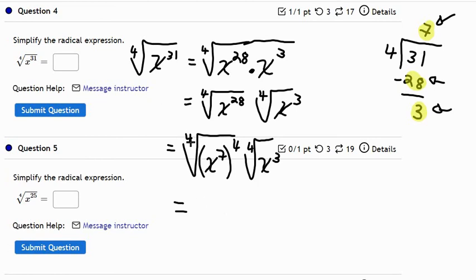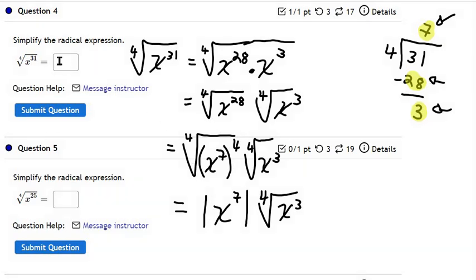But because this is an even index, when I do that cancellation, I need to have absolute values. I do have to worry about the absolute value. This is the absolute value of x to the 7th multiplied by the 4th root of x to the 3rd. So this is my answer here, because I don't know the sign of x to the 7th. If x is negative, x to the 7th is negative, and the absolute value is its opposite. If x is positive, then x to the 7th is positive, and the absolute value is x to the 7th itself. So because I don't know if that's negative or positive, I can't get rid of the absolute value.